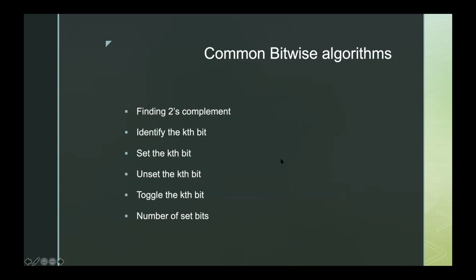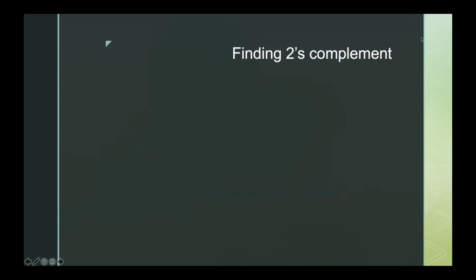So now we know about the basic operators. Let's see where we are going to apply these operators. The first one is finding the 2's complement. Whenever we store information, we know it is stored as binary numbers, and so we needed a way to represent negative numbers, and 2's complement is nothing but that.